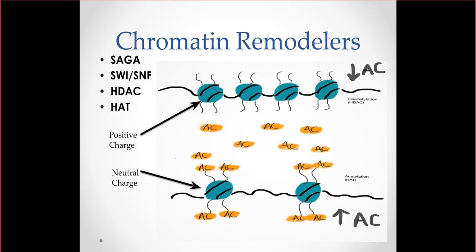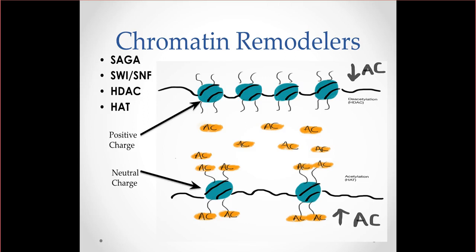These complexes use ATP to move the nucleosomes in order to access the DNA, since the only DNA they could access is the linker DNA. They physically move the nucleosome. Some examples are the SAGA and the SWI-SNF complex.